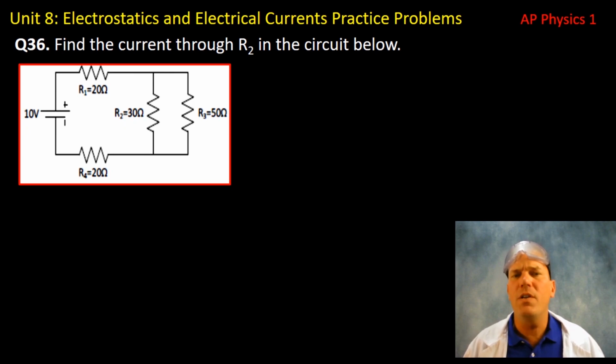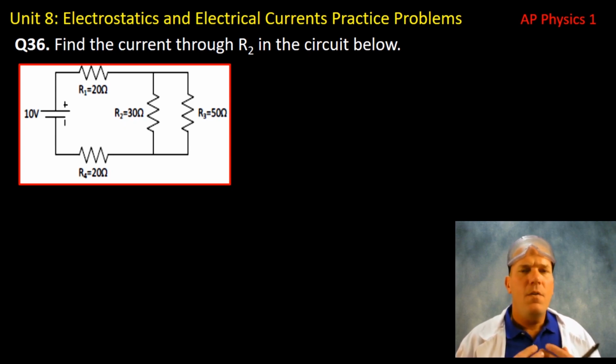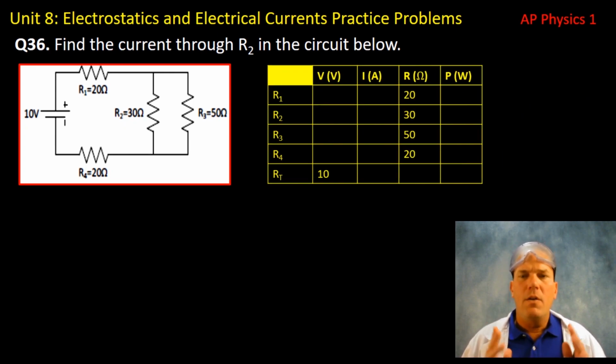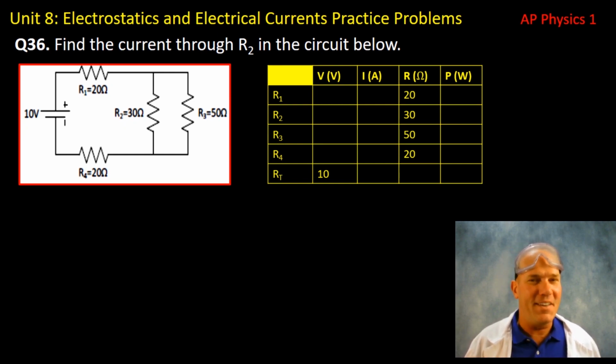Question 36. Find the current through R2 in the circuit below. All right, so we have 4 different resistors going on here. We have 2 in series and we have 2 in parallel. Here's our VERP table. We're going to write down what we know. We know the value for all 4 resistors. We also know we're dealing here with a 10-volt EMF or battery, and so we know the total voltage or potential difference for this circuit.